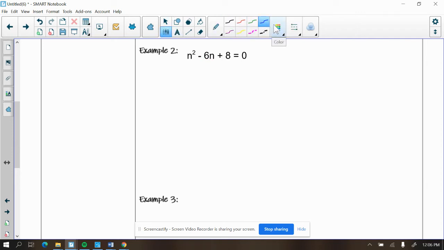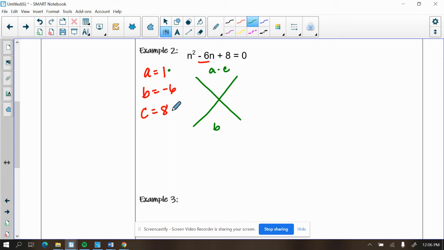Now this one, there are 3 terms. It is A, B, C. So this is in standard form. So what we want to do is write out, okay, what's my A, what's my B, and what's my C. So A is 1, B is -6, and C is 8. So when we're factoring this, we need to make our x: A times C at the top, B at the bottom. So A times C, 1 times 8 is 8, and -6 at the bottom.